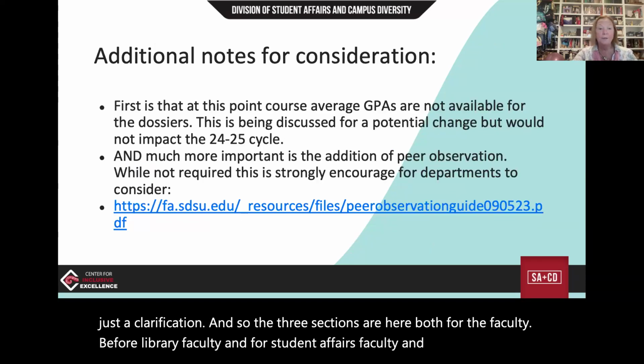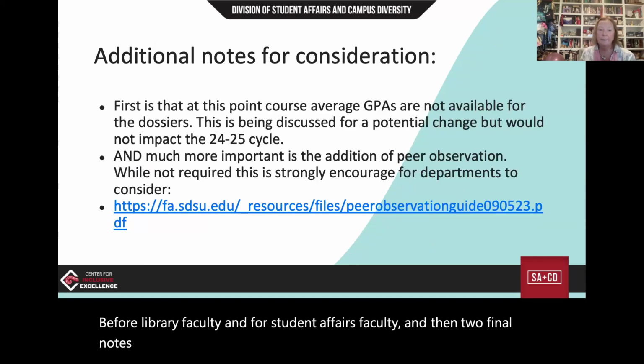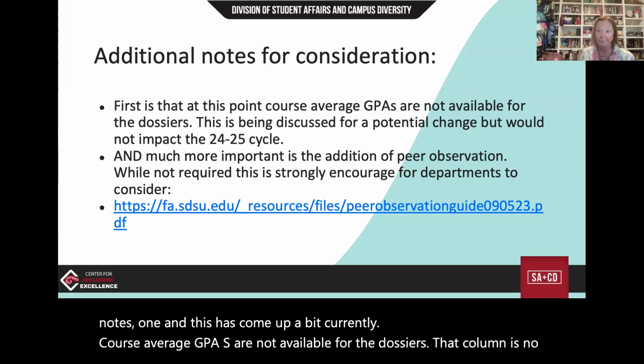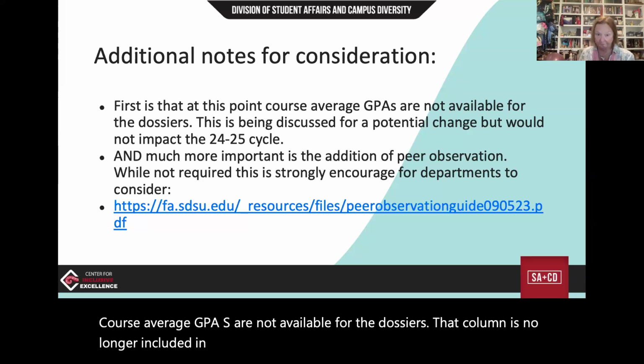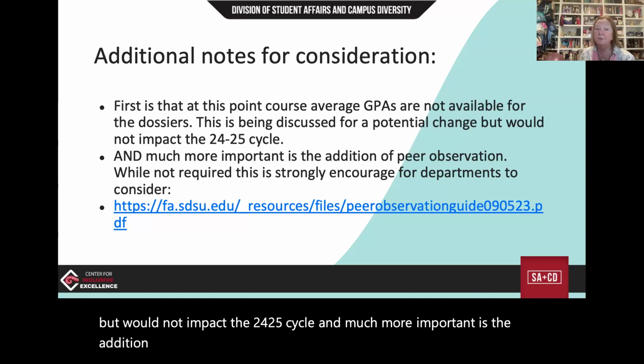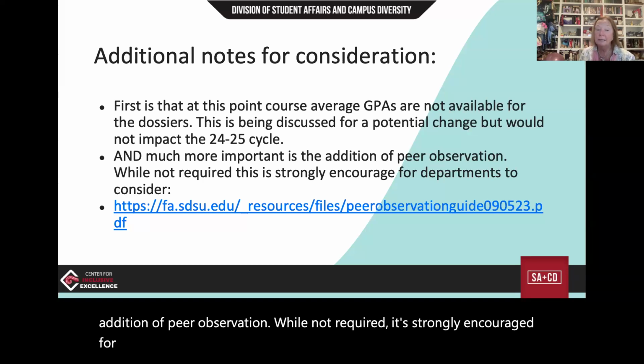And then two final notes. One, and this has come up a bit, currently the course average GPAs are not available for the dossiers. That column is no longer included in the one table. It's being discussed as a possible change, but would not impact the 24-25 cycle. And much more important is the addition of peer observation. While not required, it's strongly encouraged for departments to consider.